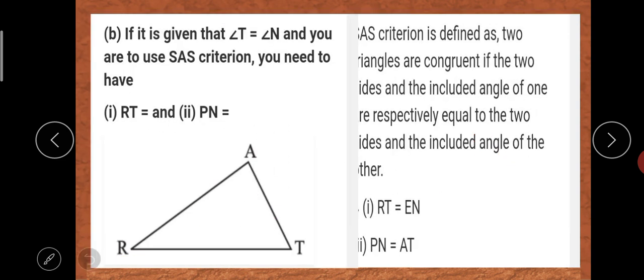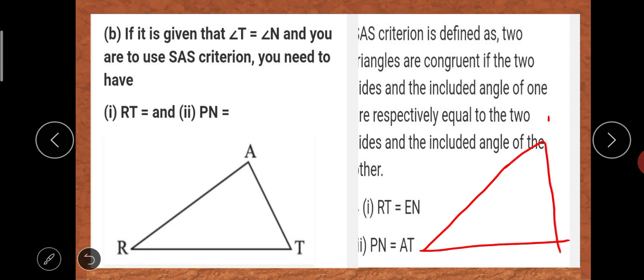Second question, see, if it is given that angle T is equal to angle N. So again here also you have to draw the same triangle. Name what is given here, PEN. So what is given here is that angle T is equal to angle N, and you are to use the SAS criteria.